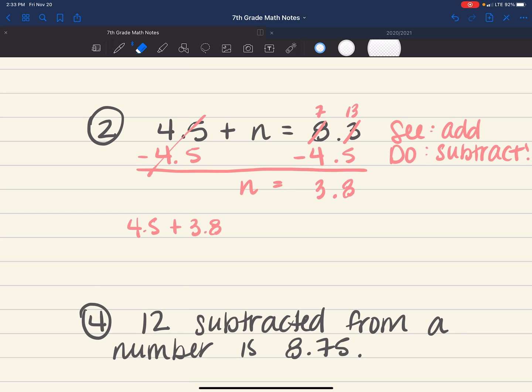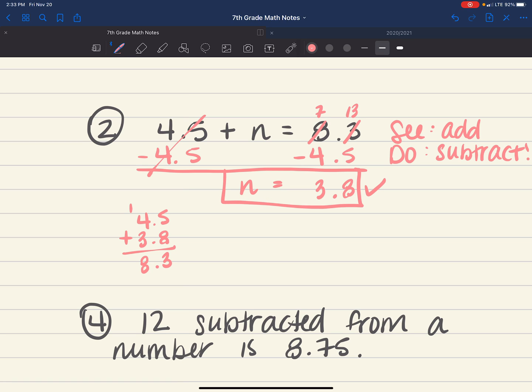Now, I can, but I don't like to do that kind of addition horizontally. I like to do it vertically. So rewrite this as a vertical to check my answer. 5 plus 8 is 13. Carry the 1. 1 plus 4 is 5. 5 plus 3 is 8. Comes out to 8.3. Therefore, 3.8 is my answer. Done.